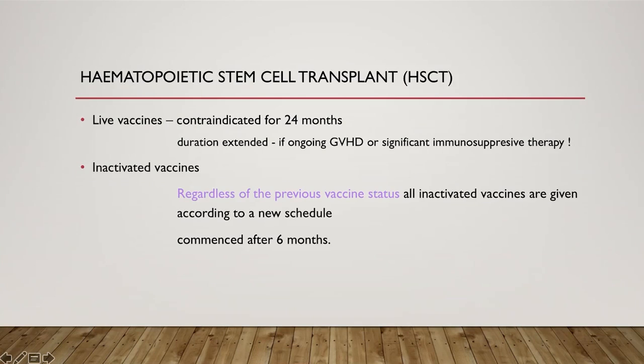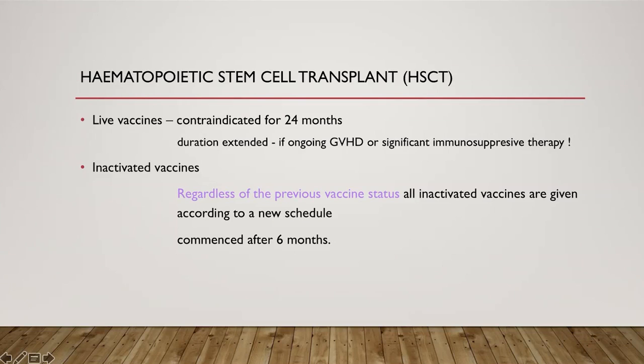What about hematopoietic stem cell transplant or HSCT? Again, live vaccines are contraindicated for 24 months following the transplant. Okay, for 24 months. So that means for 2 years post-transplant, live vaccines are contraindicated. This duration can be extended if there's ongoing graft versus host disease or ongoing significant immunosuppressive therapy. Right?